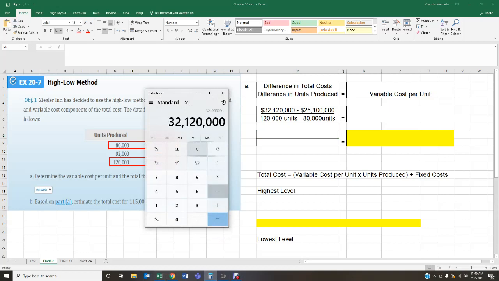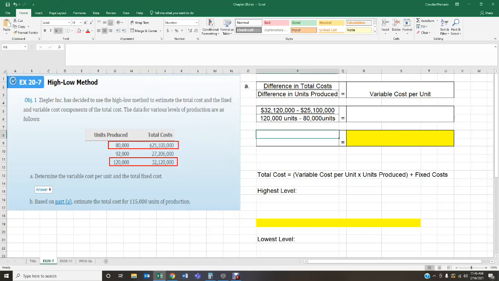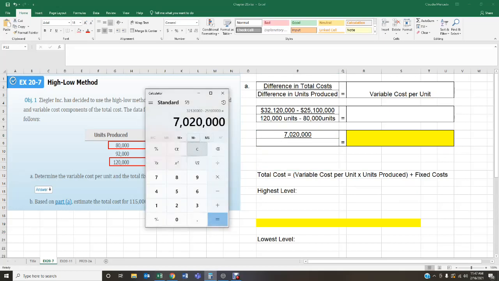32,120,000 minus 25,100,000. That gives me 7,020,000. So what I did is I subtracted the 32,120,000 minus my 25,100,000. That gave me 7,020,000. And then I'm going to get my units of 120,000 minus 80,000. That gives me 40,000 units.